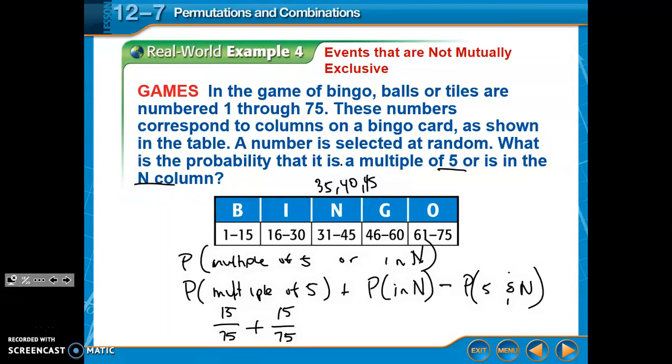But there's those 3 numbers that count for both. So I'm going to subtract out 3 out of 75 because those 3 numbers got counted here and here. So I'm going to take it out one time. So it only would be counted once. So then I do this. So 15 plus 15 is 30 minus 3 is going to be 27 out of 75. Okay, so 27 over 75 reduces to 9 out of 25. Okay, so the probability is 9 out of 25 that you would choose a number that's a multiple of 5 or in N.